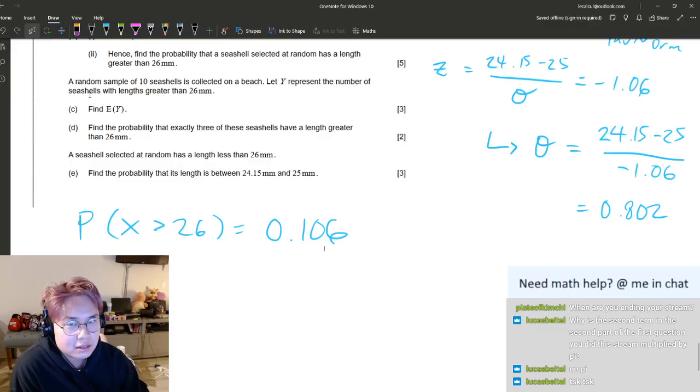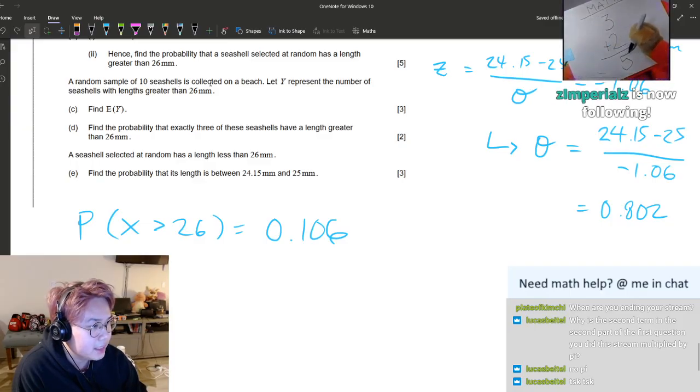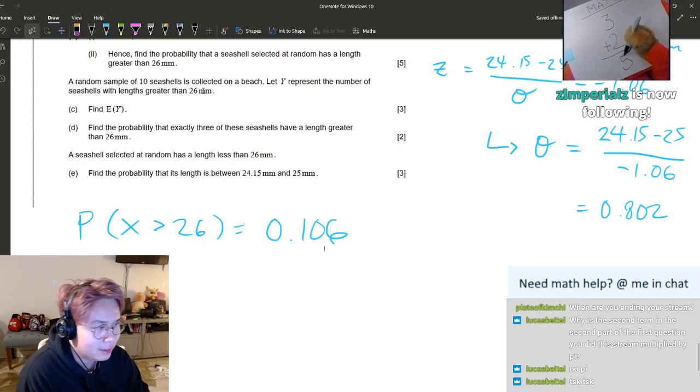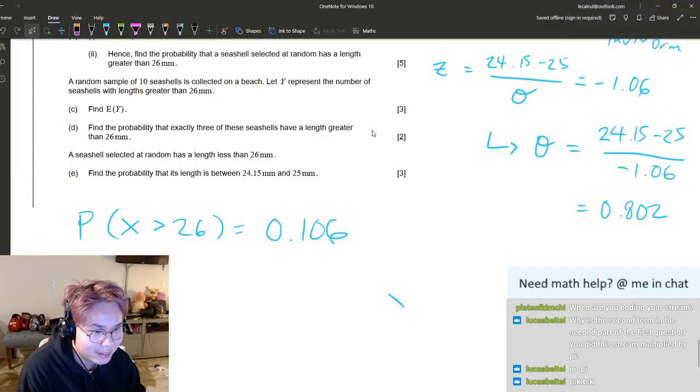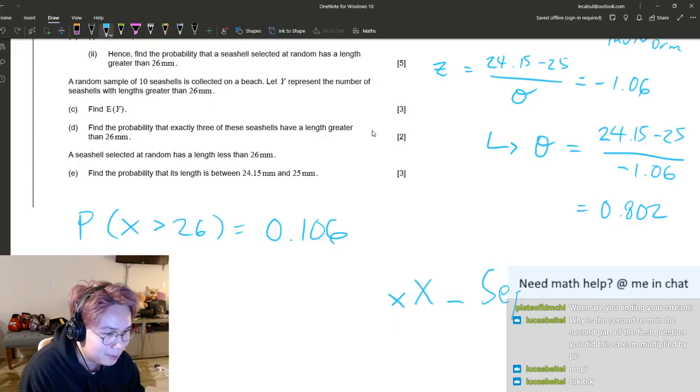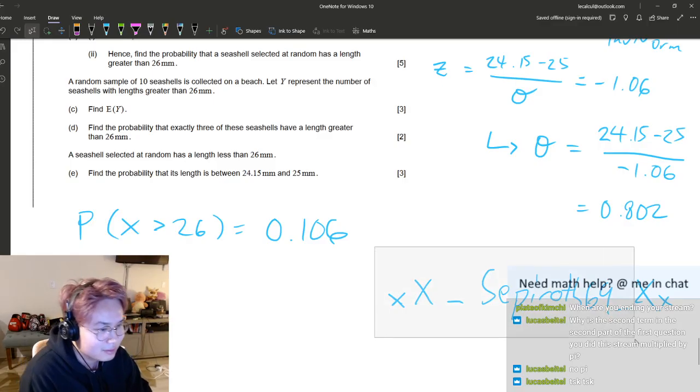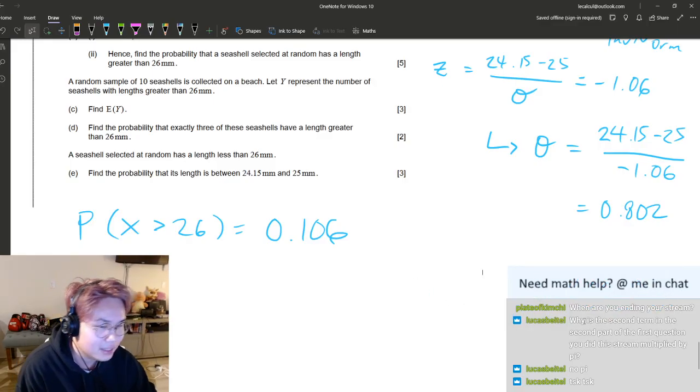And then a random sample of 10 seashells is collected on the beach, and let y represent the ones that are larger than 26 as imperial things. Or is that just imperial with z's around it? Like, you know, the classic underscore xx, like Sep P. Roth 69 underscore xx. Love those usernames.